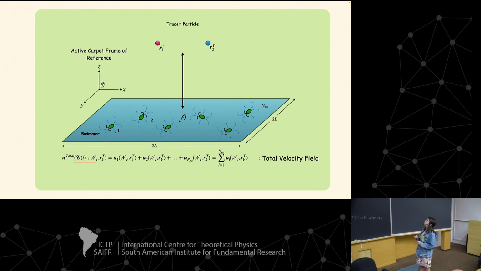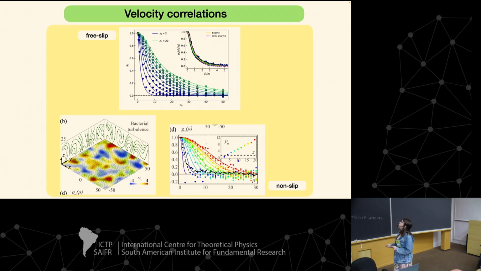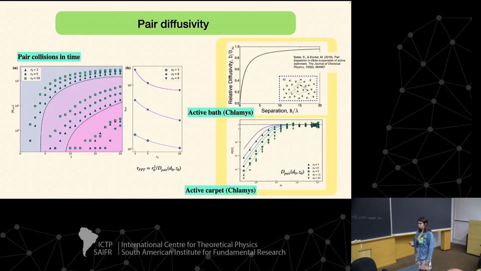We measure the velocity correlations and the pair diffusivity. In the case of the velocity correlations, we found, as you can see here, that the velocity correlation depends on the height at which these two particles are located above the active carpet. And so we found a similar result as for bacterial turbulence. But this is the important one. This is what I want you to understand.